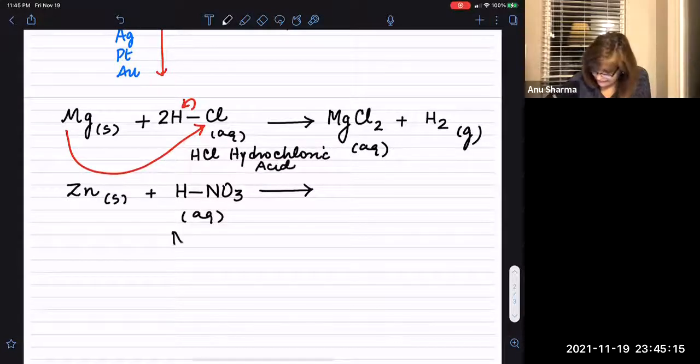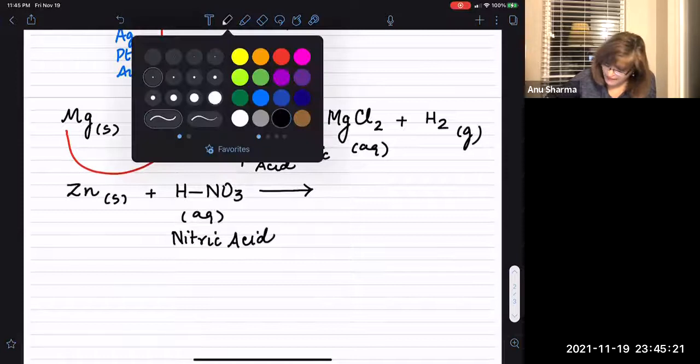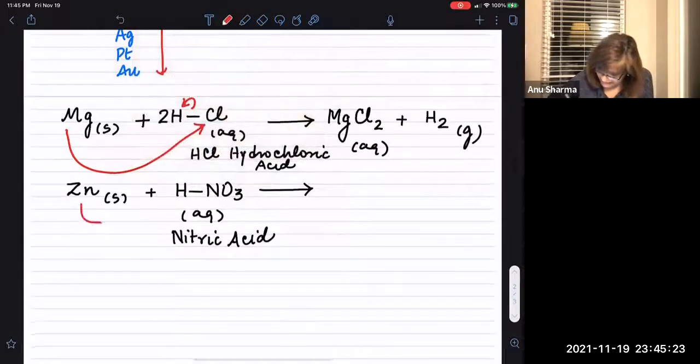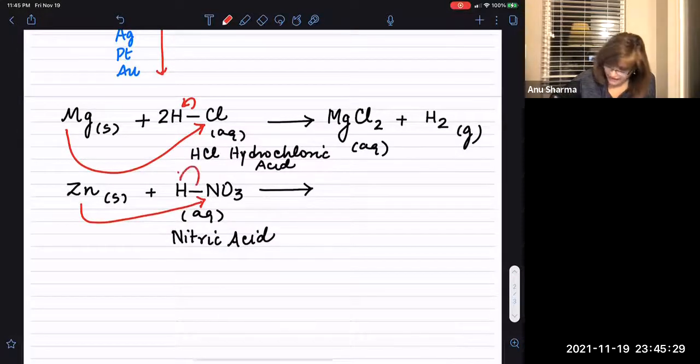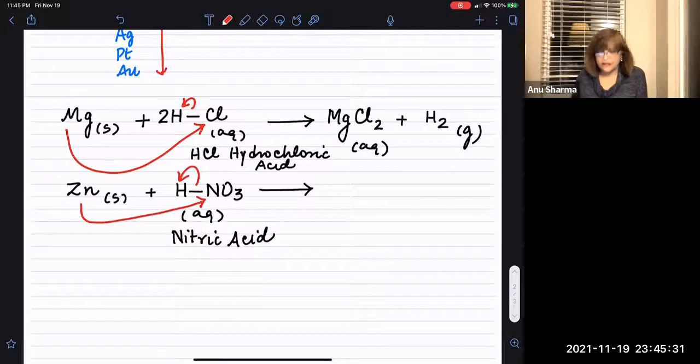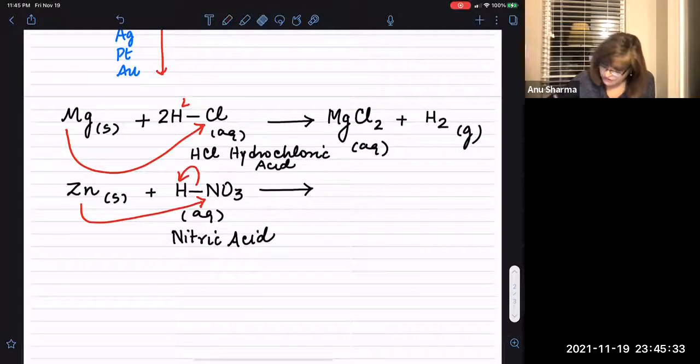This is nitric acid. So here, what's happening? We see zinc is connected to the nitrate, and it breaks off this bond. So this bond just breaks. This is how these reactions work.